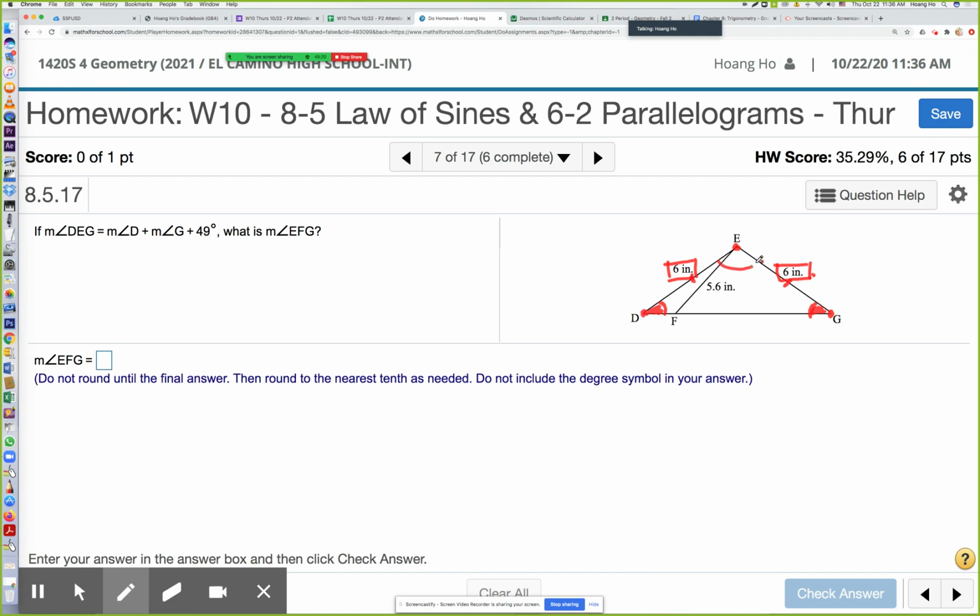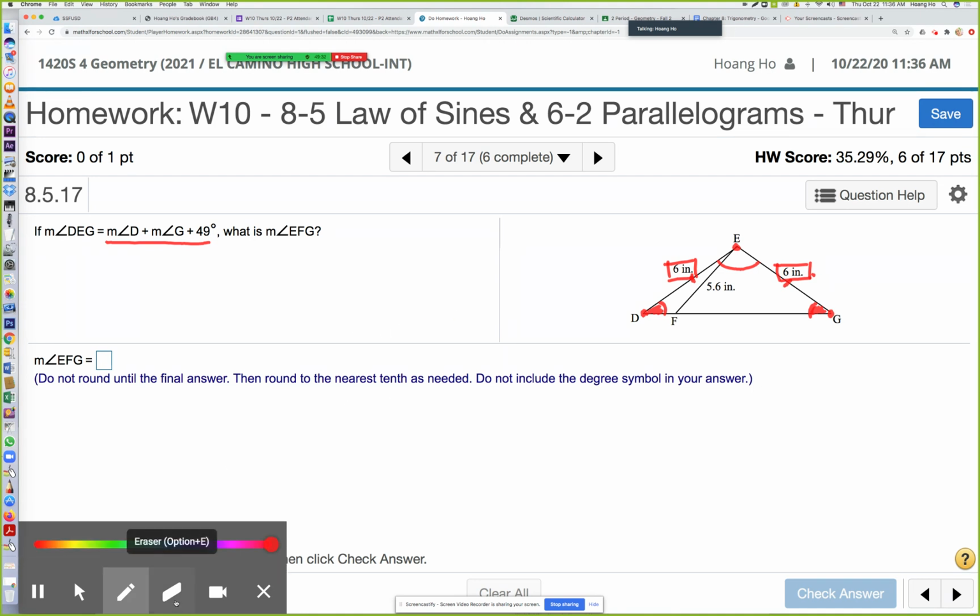This is the big angle they're talking about here. Measure of angle D and angle G, and the angle at E equals 49 degrees. I should figure out the value of angle G, because they ask you to find the measure of angle EFG. So they ask you for this angle. In this small triangle EFG, you're looking for angle X right here.